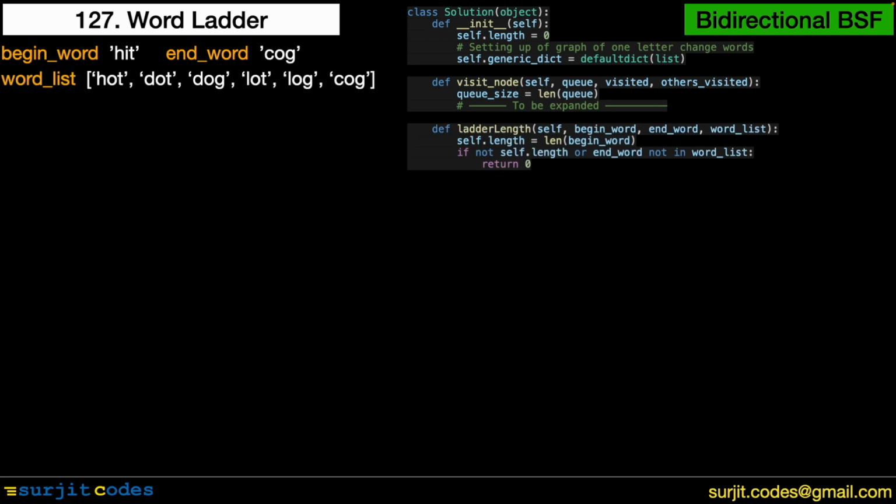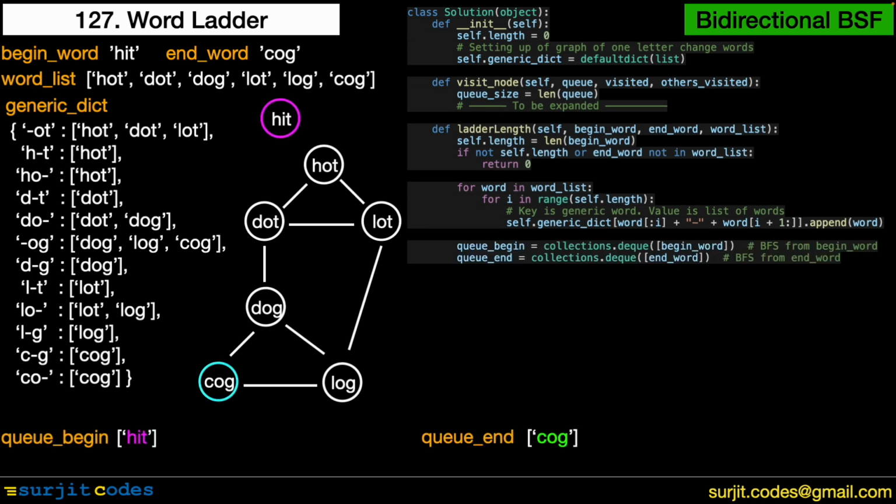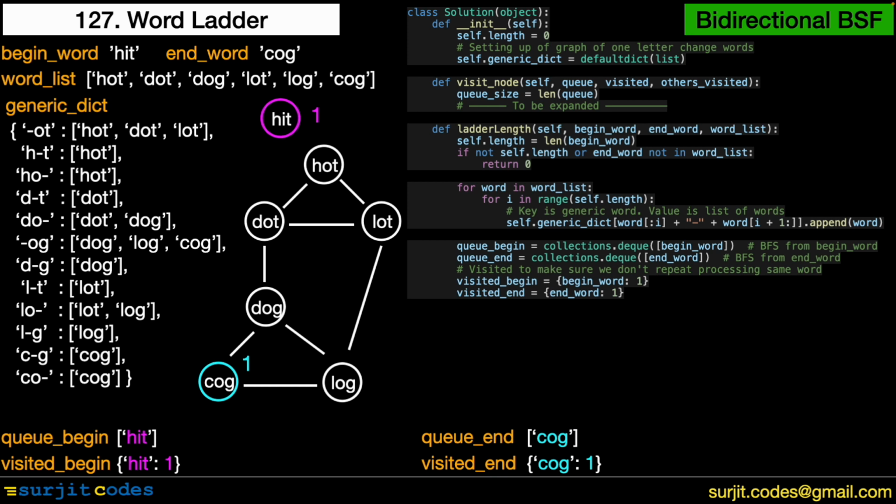We will now write function ladder length based on bidirectional BFS. We check that the length of the word is not 0 and the end word is present in the word list. We set up the generic dictionary as before. We define two lists. Q begin has the begin word and Q end has the end word. We also define two dictionaries. In visit begin, the begin word has value 1 and visit end has the end word with value 1. We define ans equal to none and we start a loop that runs while neither of the queues is empty.